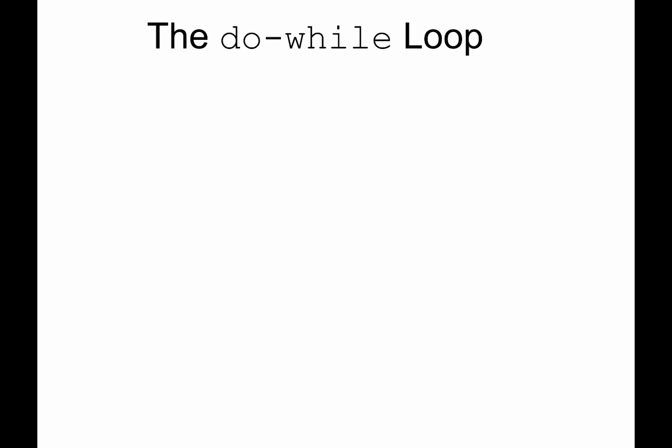The do while loop is a post-test loop. What that means is that it's always going to run the loop at least once, no matter what your condition is. If your condition is false, it's going to run the loop at least once, and then it'll exit. Or if it's true, then it will continue to run the loop until your condition becomes false.